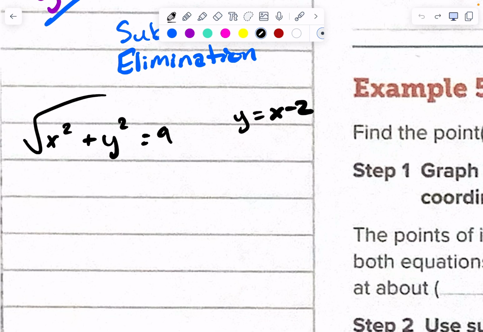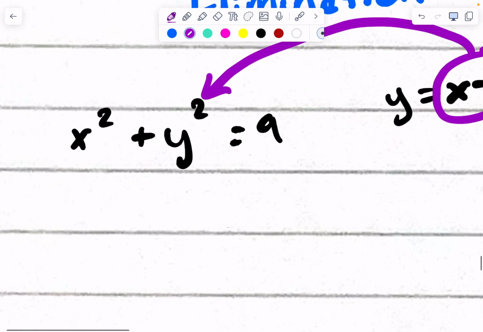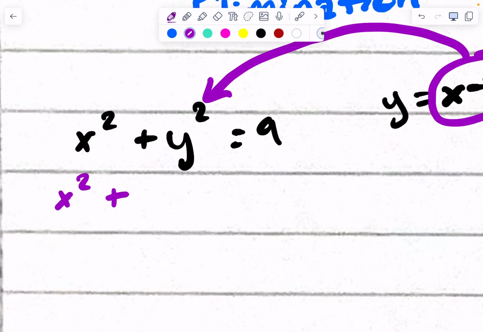Okay. All right. But what we can do is substitute. So I'm going to take x minus 2 and I'm going to plug it in for y. Yeah? This is going to be kind of gross. Are you with me? All right, we've got x squared here, plus, if I plug x minus 2 in for y, it'll be x minus 2 squared equals 9. I just took that and I plugged it in there.